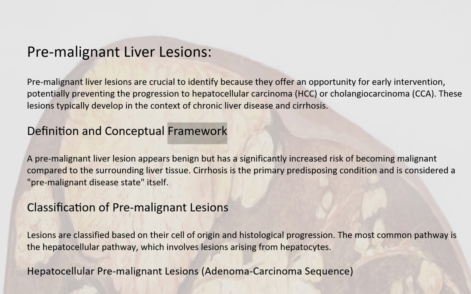Definition and conceptual framework. A pre-malignant liver lesion appears benign but has a significantly increased risk of becoming malignant compared to the surrounding liver tissue. Cirrhosis is the primary predisposing condition and is considered a pre-malignant disease state itself.